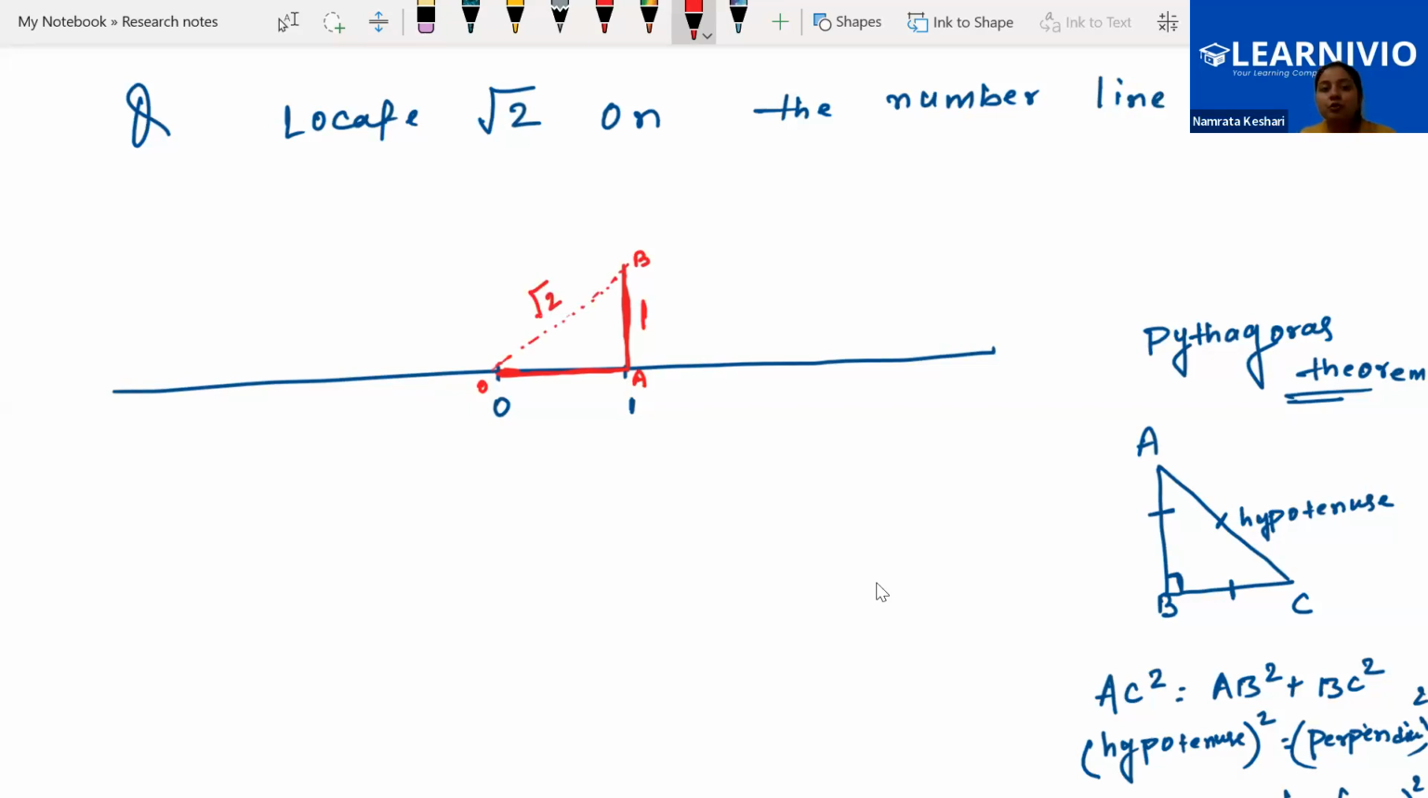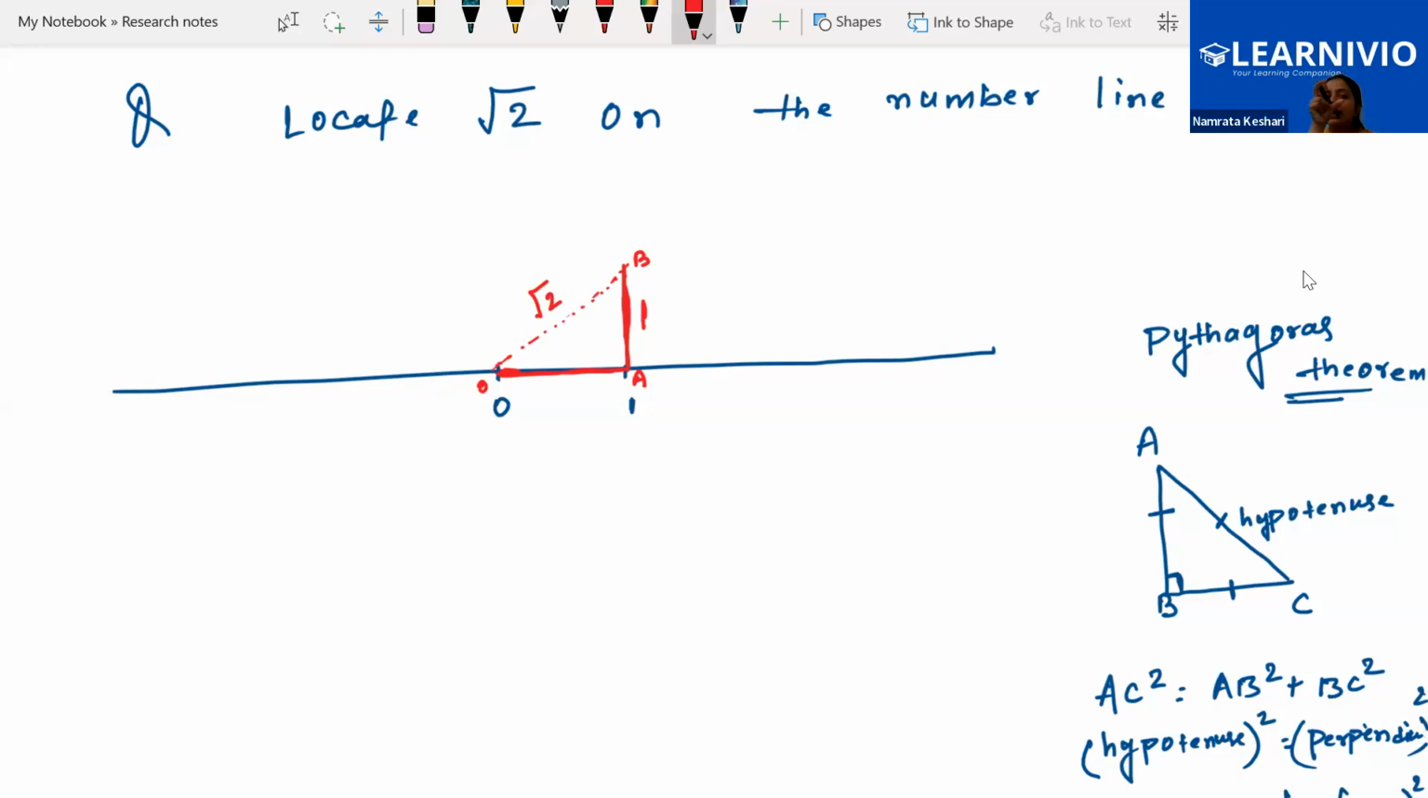OB will be of root 2 unit. Yes or no? Samya and Saad? Yes, ma'am. Right? So OB will be of root 2 unit.